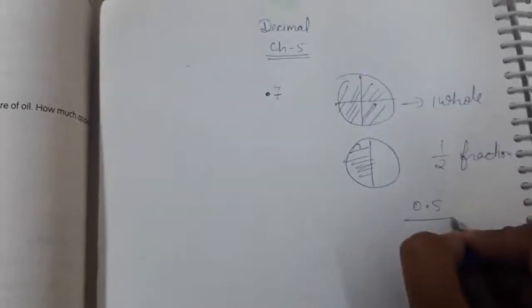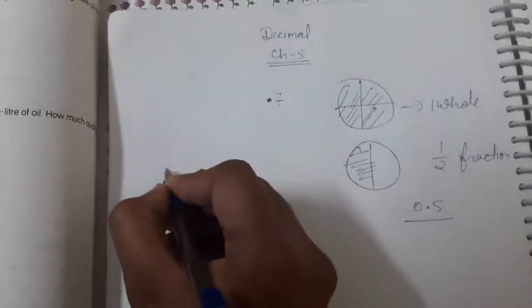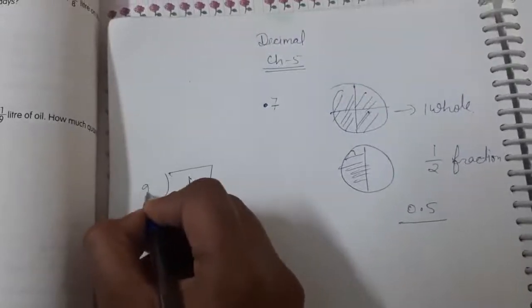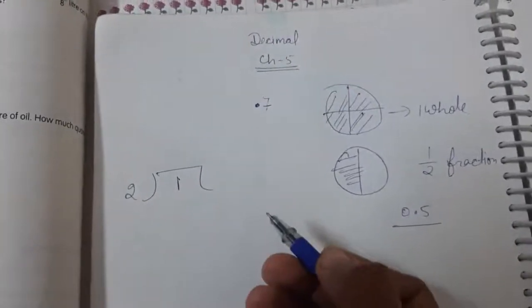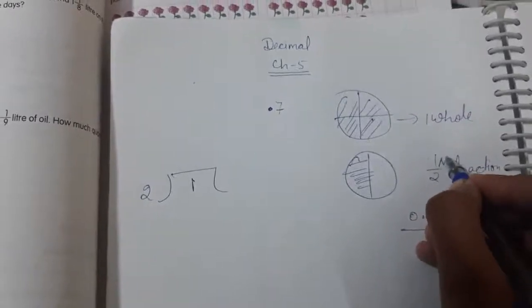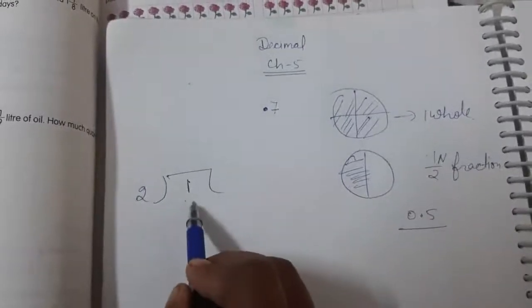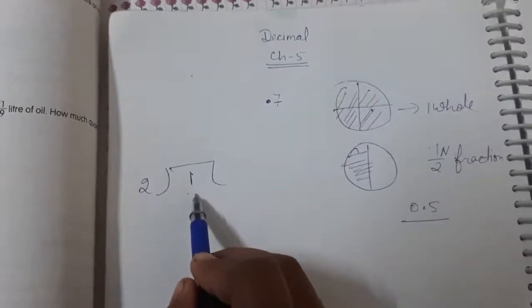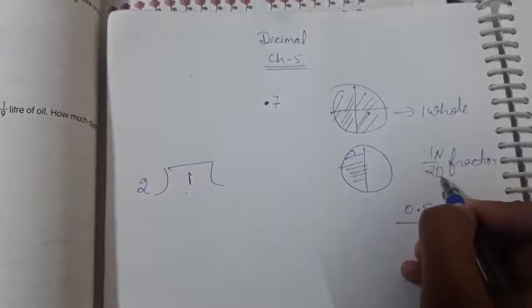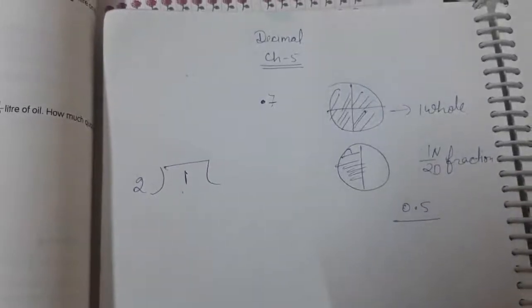And how does 0.5 come? When you divide 1 by 2. How is it possible? 1 divided by 2, because 1 is the numerator. The numerator digit goes inside the divide symbol. Always remember, the denominator is what we divide by.